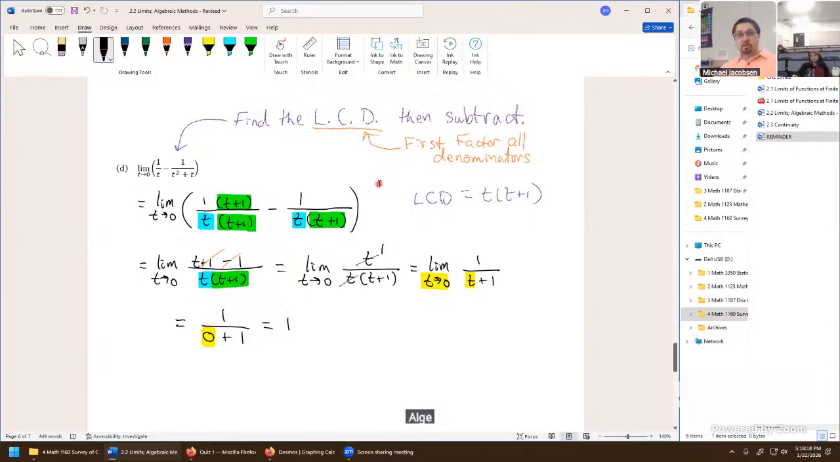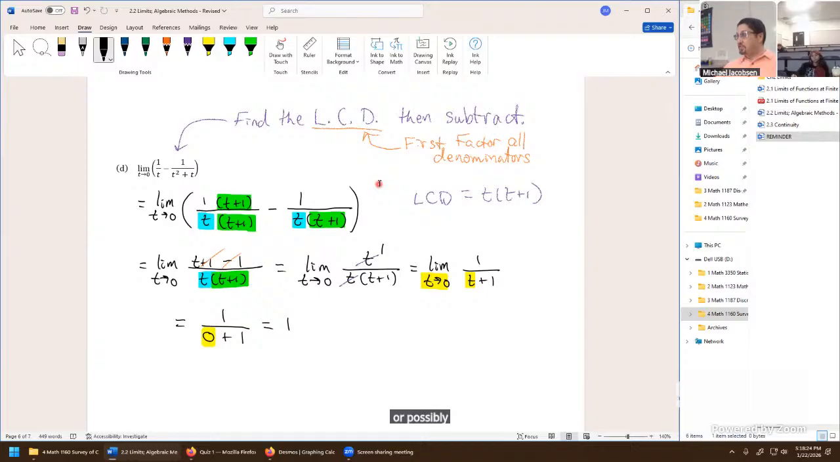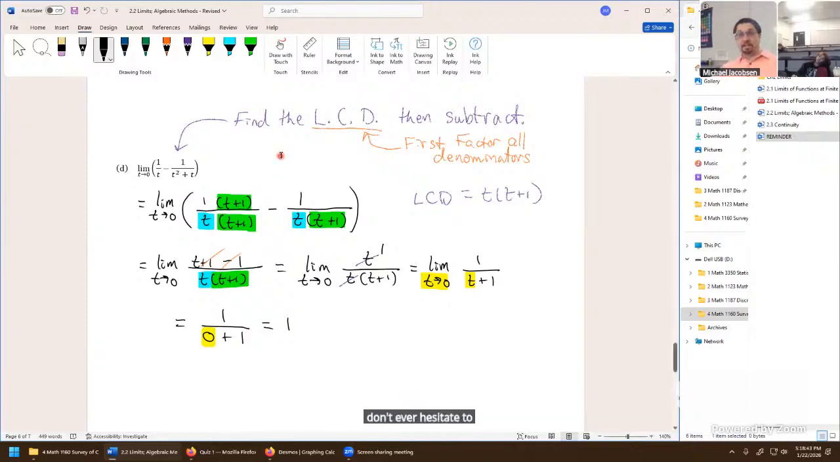Algebra probably feels the most intense on this one, depending on the student. Some people were possibly less a fan of the conjugates versus this one. I think most people feel like this is the nastier version. I think there's one just like this one on WebAssign. So you can always go back here on the notes to see what some strategies might look like. But also, if you're getting bogged down on algebra, if you're not sure how to proceed, don't ever hesitate to hit the Ask My Instructor button. I'll be happy to help out.